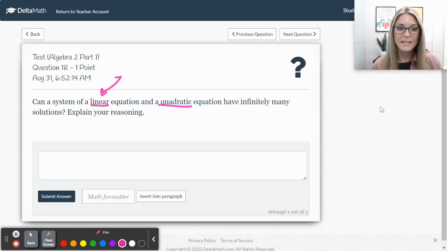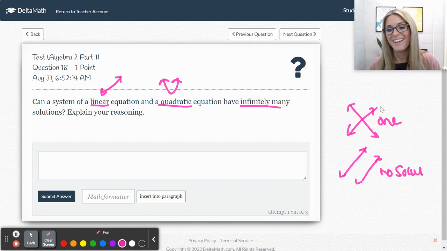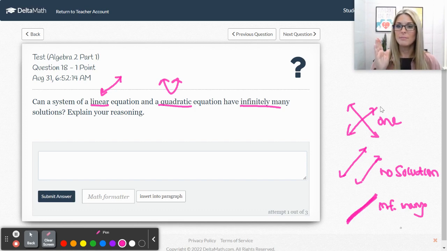We're talking about a line and a parabola. Infinitely many would mean they are graphed together. So in Algebra 1, when you were graphing two lines, they would have one solution, or they could be parallel lines and have no solution. And if you graphed the same line on top of each other, that was infinitely many, because they literally were the same line and they shared every ordered pair.